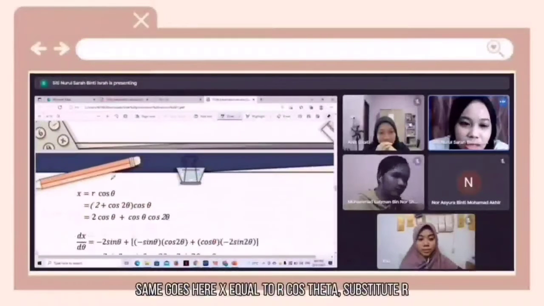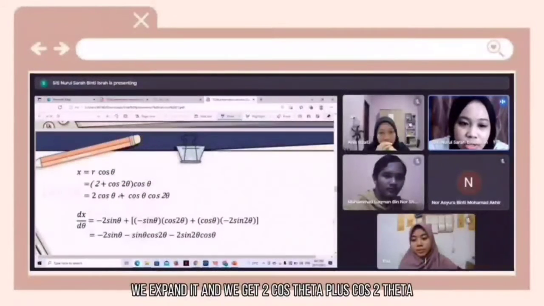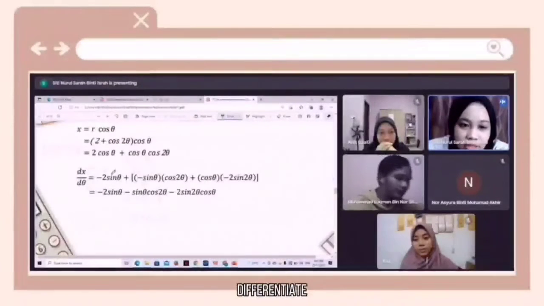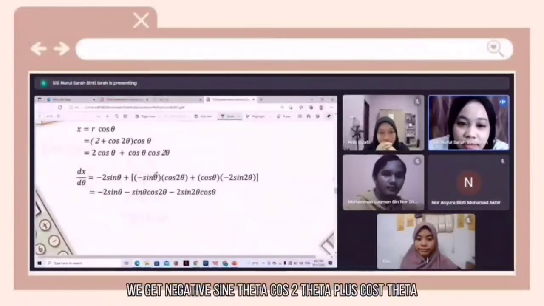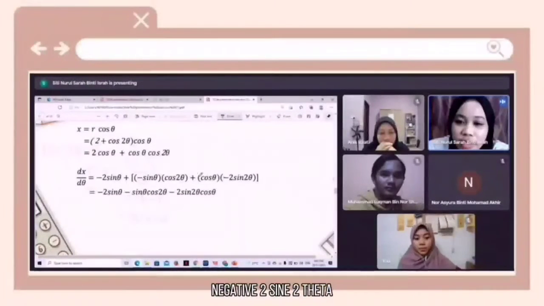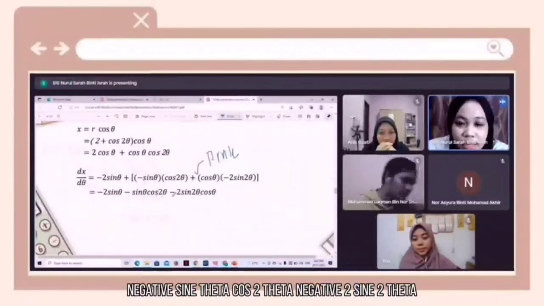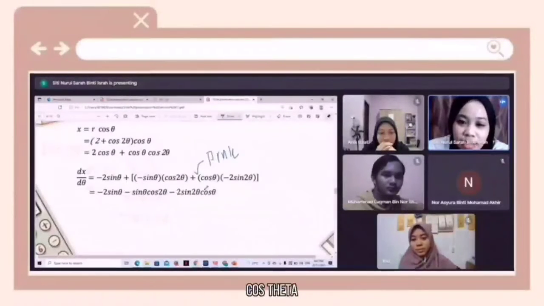Same goes here, x equal to r cos theta. Substitute r, we expand it, and we get 2 cos theta plus cos theta cos 2 theta, then differentiate dx over d theta. 2 cos theta differentiates to negative 2 sin theta, and cos theta cos 2 theta gives negative sin theta cos 2 theta plus cos theta times negative 2 sin 2 theta. Same product rule. After that, we simplify to negative 2 sin theta minus sin theta cos 2 theta minus 2 sin 2 theta cos theta.